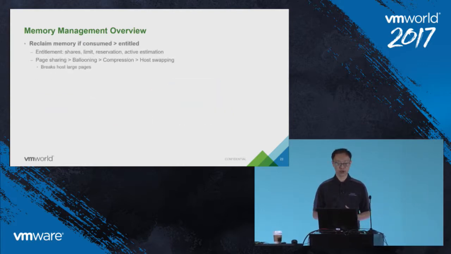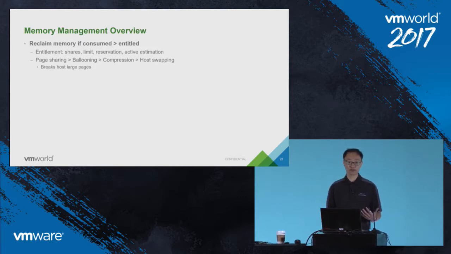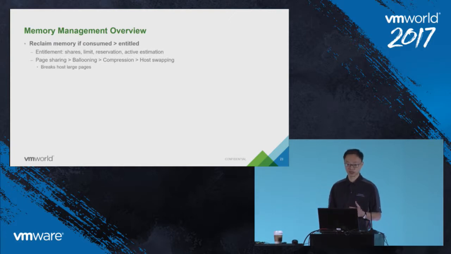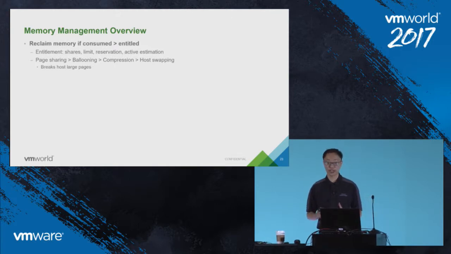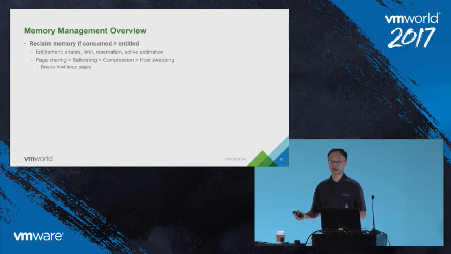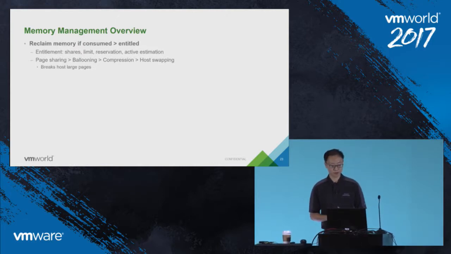Reclamation happens when you have consumed memory that is greater than what you're entitled to have. Entitled to have is defined by share, limit, and reservation, similar to things we see for the CPU scheduler. And the reclamation happens in different stages, right? We first try page sharing, and then we try ballooning and compression. At the end, we try host swapping. So this is a progressively more expensive operation from left to right. Page sharing is least expensive while host swapping is most expensive.